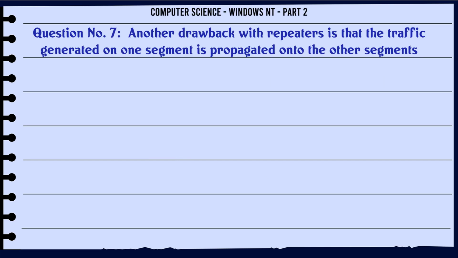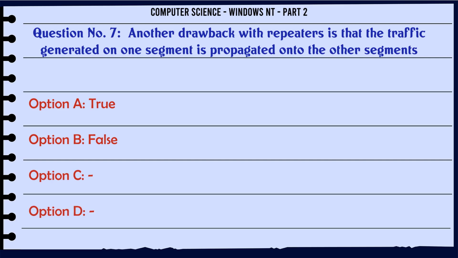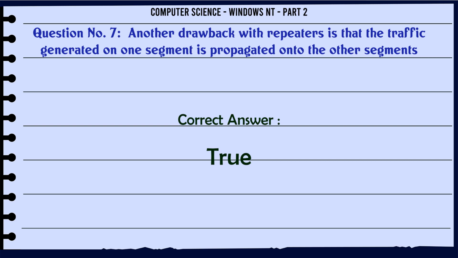Another drawback with repeaters is that the traffic generated on one segment is propagated onto the other segments. A. True, B. False. The correct answer is true.